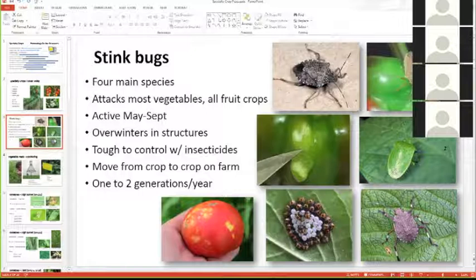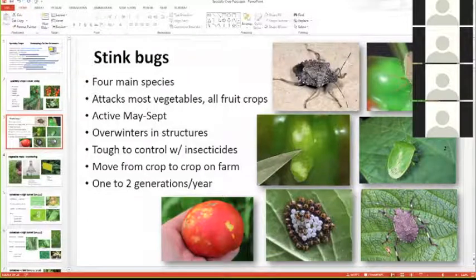We're either using some of our broad spectrum pyrethroids, or we're using some other materials specially targeted to control these stink bugs. They do move from crop to crop. Many people growing specialty crops on their farm are growing a diversity of crops. And so as crops become susceptible from week to week, these stink bugs can move around on the farm. And we do have 1 or 2 generations per year.